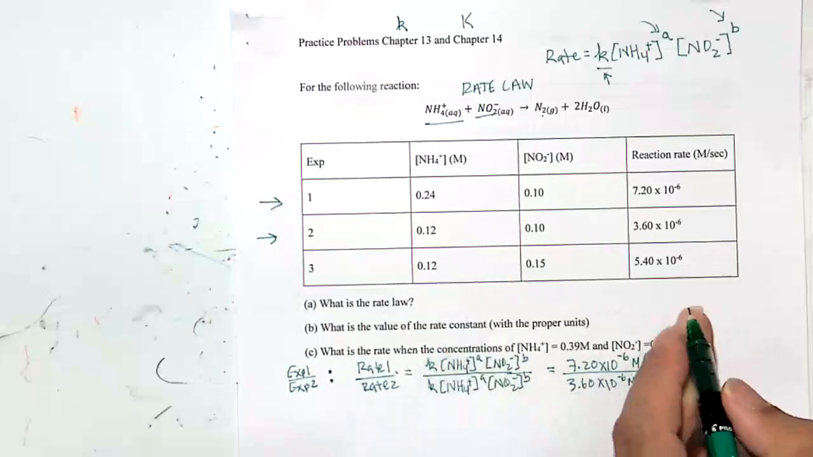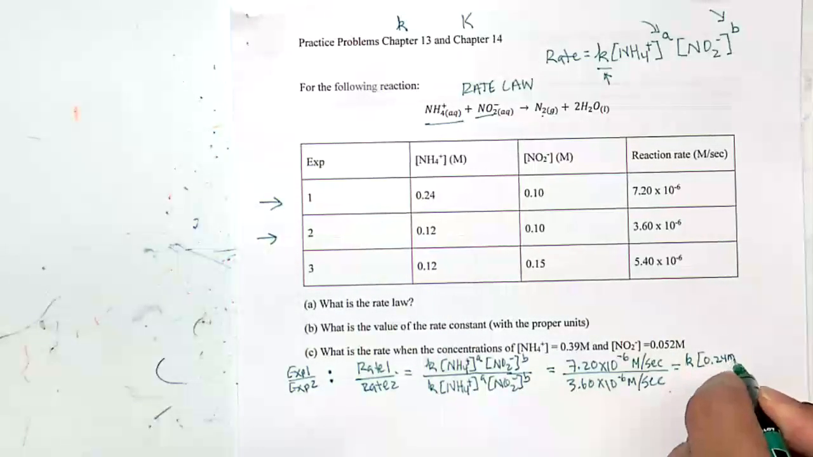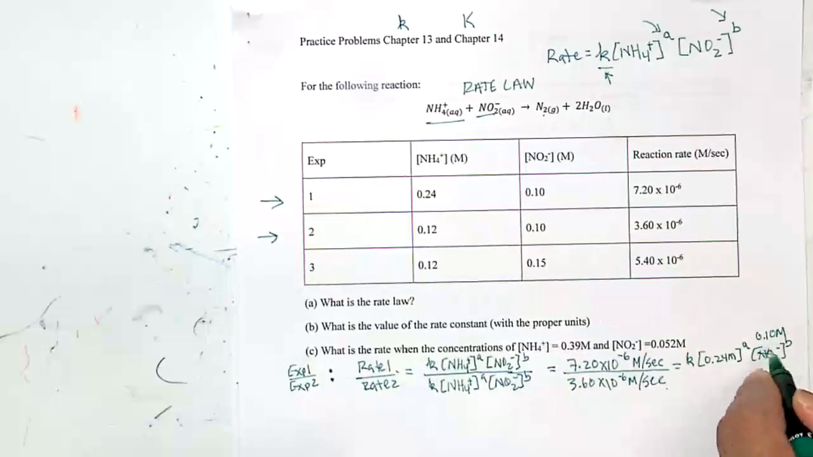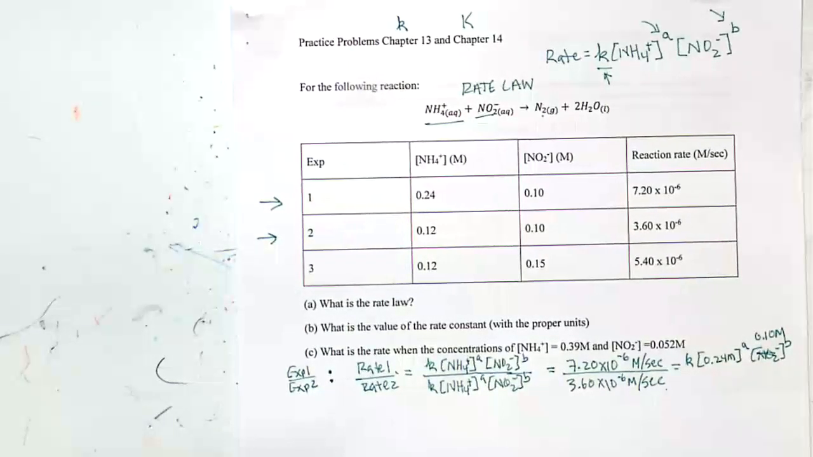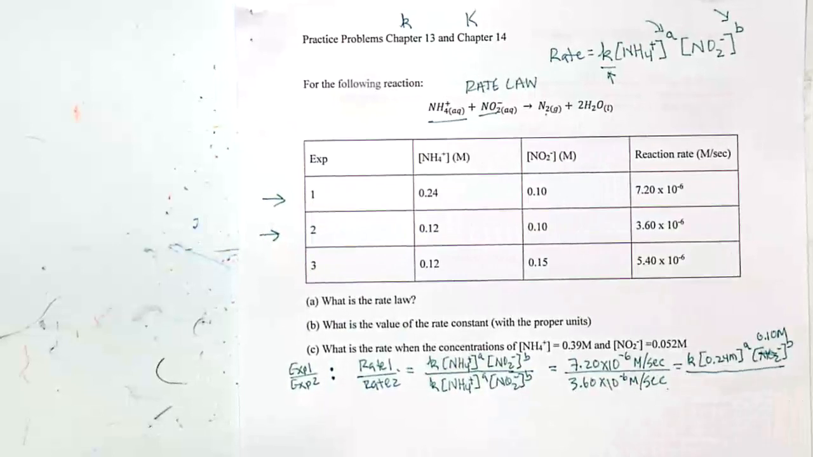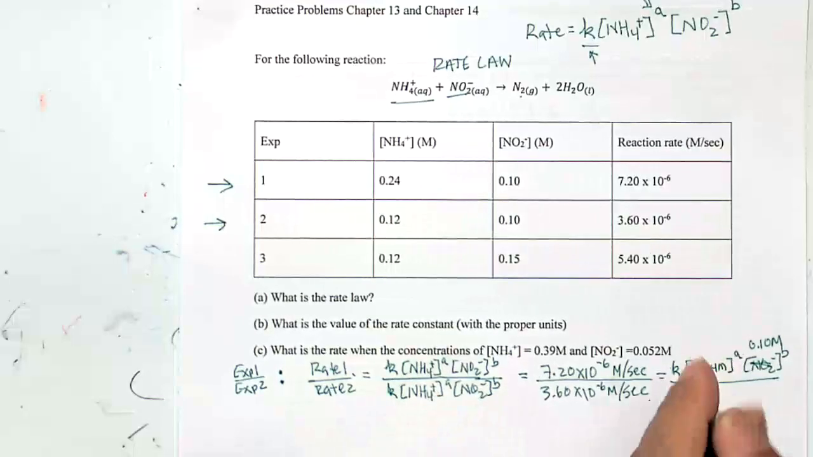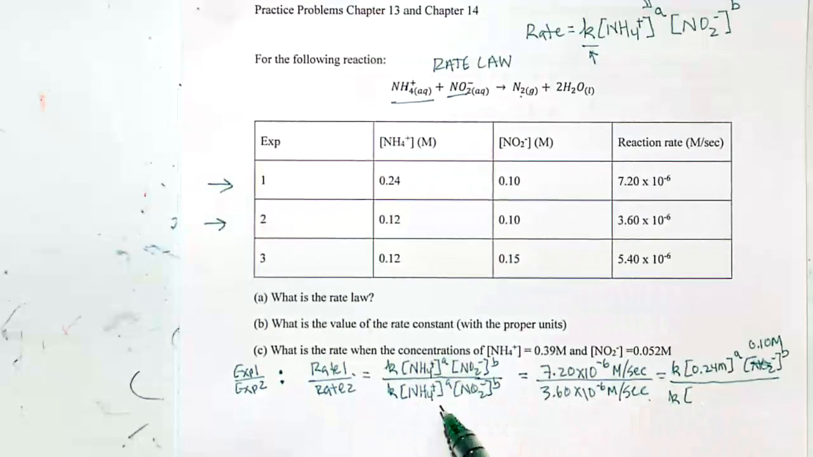In experiment 1, this is 0.24 molar, raised to the power A, because this is going to decay at a certain rate, zero, first or second order. And then we have NO2 minus raised to the power of B, which is 0.10 molar raised to the power B. Now we'll substitute these values here. K, and what is K? K is something we'll solve later.